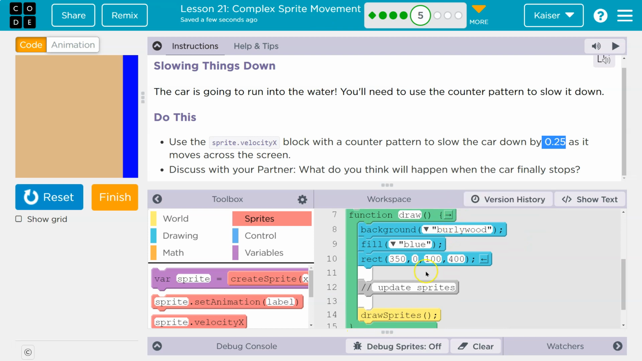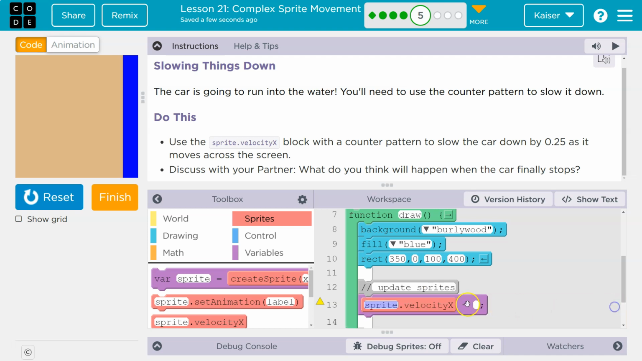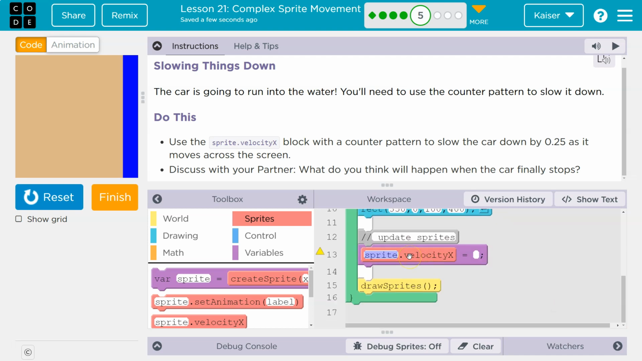The counter pattern is when you add to or subtract from something repeatedly. How do you do it repeatedly? It goes into the draw loop. So let me grab velocity.x, and here, update the sprites. Okay, now, once I put that here, we're using the counter pattern.